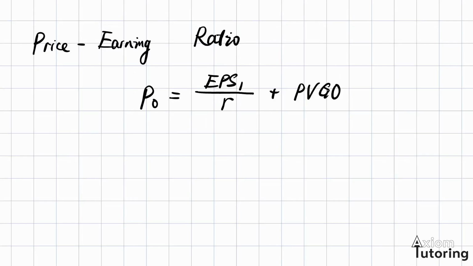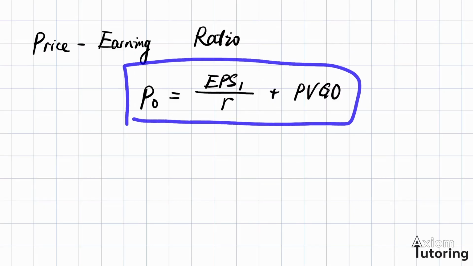Hi, in this video, we'll further discuss the relationship between the price and the earnings here. From the previous video, we already knew that the price of a stock is calculated as the EPS of the first period divided by its required return plus the present value of growth opportunities here. So let's rearrange this and see what comes up.